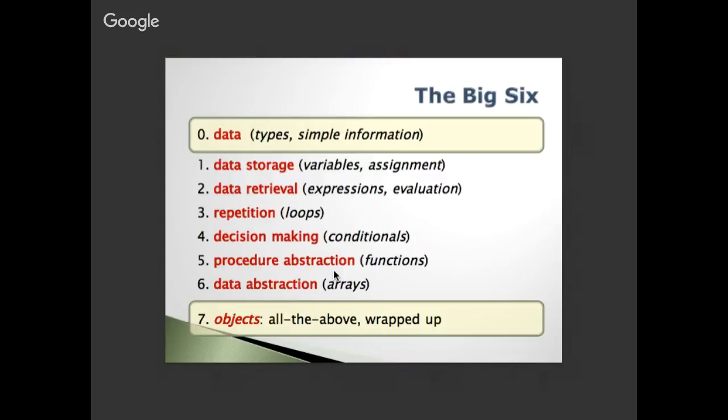Data abstraction, arrays, and then objects, with all of the above wrapped up into a nice object. An example of an object would be the Windows DOM, D-O-M. We'll learn about that.